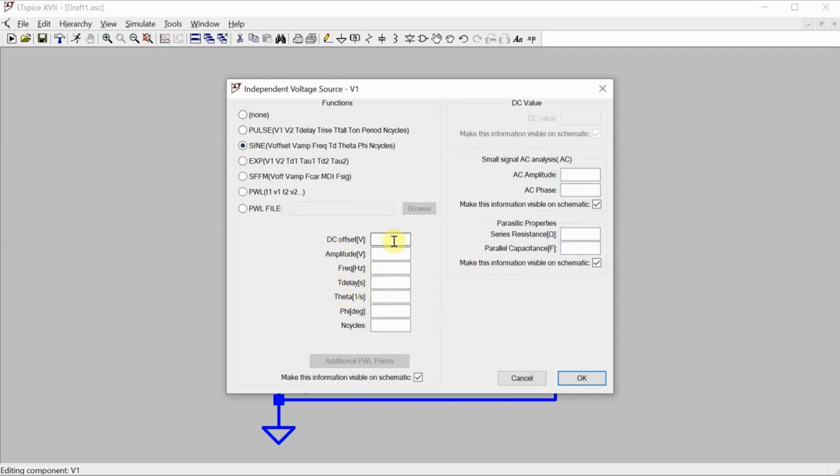There's not going to be any DC offset in any of these. The first voltage will have an amplitude of 22 volts at 60 hertz. There's no time delay, no theta. There is a phase angle, a phase shift of negative 64 degrees. And that's it for the first one.